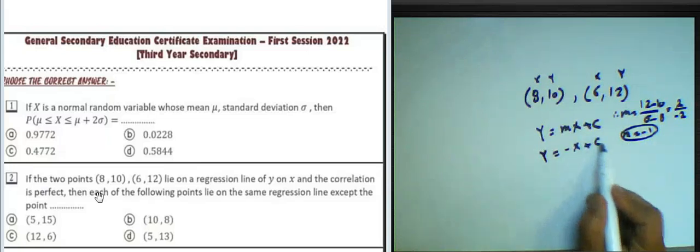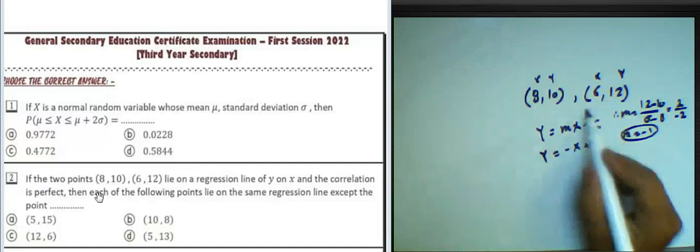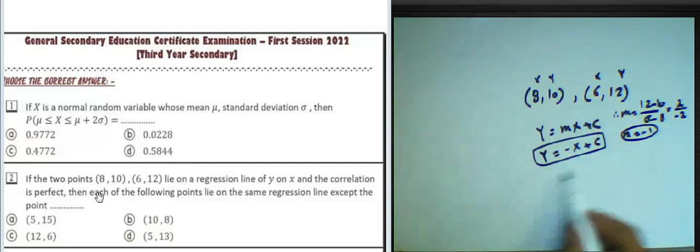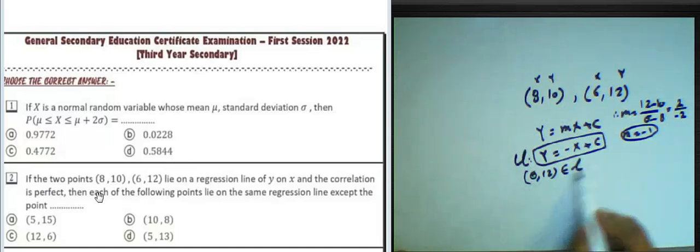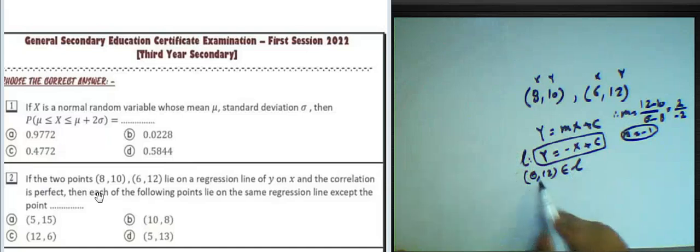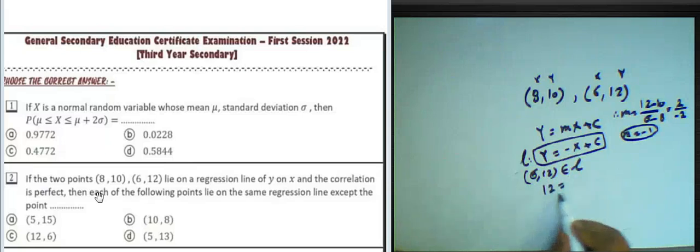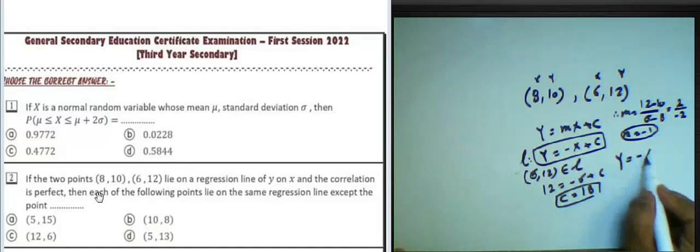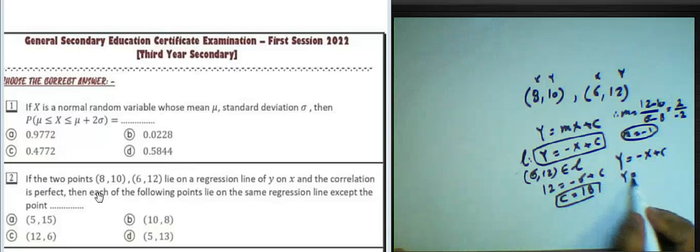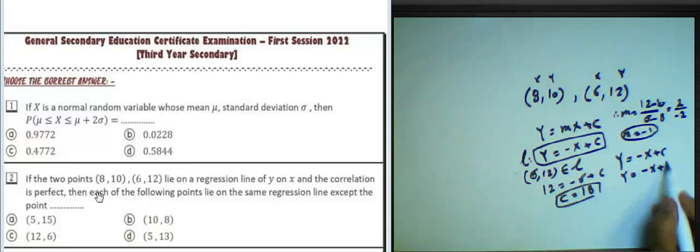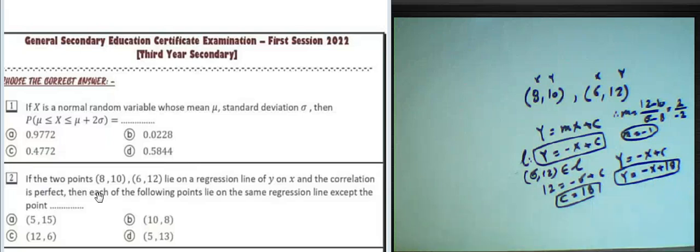Then negative 1 times x plus a constant. We can choose any point here. Look at (6, 12), which lies on the straight line L. Then 6 is x and 12 is y. Then 12 equals negative 6 plus the constant. Then the constant will be 18. Then the equation is y equals negative x plus 18. Okay, it's the perfect correlation.